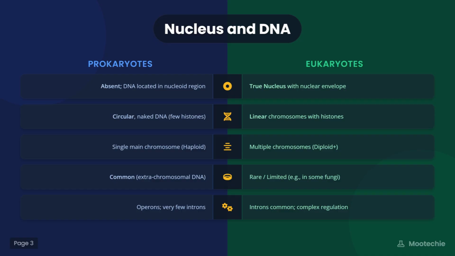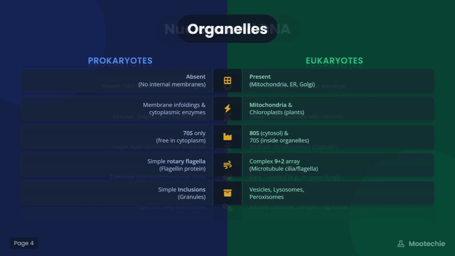Their gene organization often involves operons and they have very few introns, which are non-coding sequences. For eukaryotes, they possess a true nucleus surrounded by a protective nuclear envelope. Their DNA is organized into multiple linear chromosomes that are densely packed with histone proteins. Organisms are often diploid or have even more sets of chromosomes. Extrachromosomal DNA is rare. Their gene regulation is more complex and introns are very common within their genes, requiring sophisticated processing.